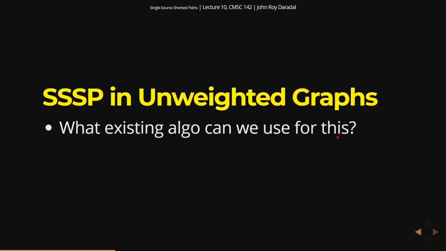Now, there is actually an existing algorithm that we can use for this. So try to think about which graph algorithms we've already discussed so far, and which among those can we use to solve SSSP in unweighted graphs. I'll give you 5 seconds to think about which algorithm that could be. Okay, so try to think first, and then let's see.